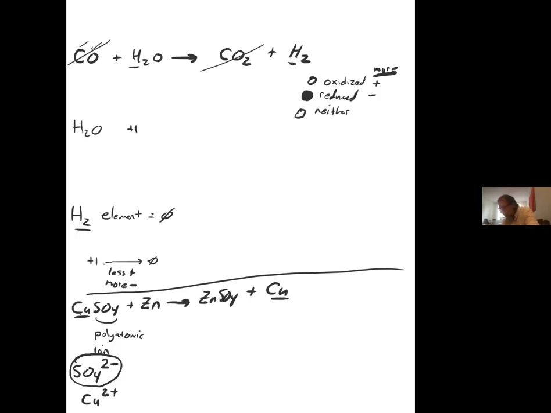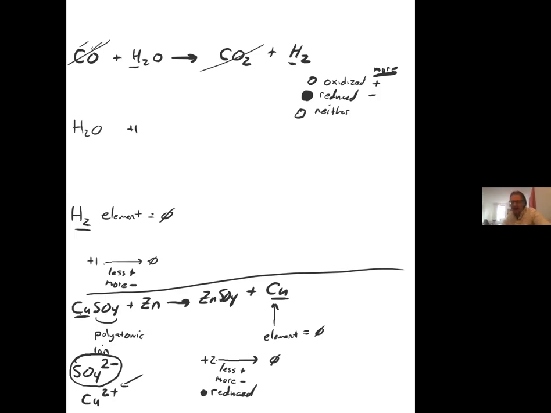Over here, the copper is an element. Elements are 0. So that means the copper is going from +2 over here to 0. So this is becoming less positive, or another way of putting it is it's becoming more negative. Less positive and more negative is reduction. So it's becoming reduced.